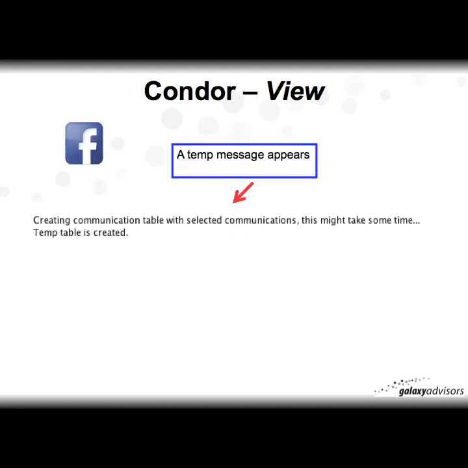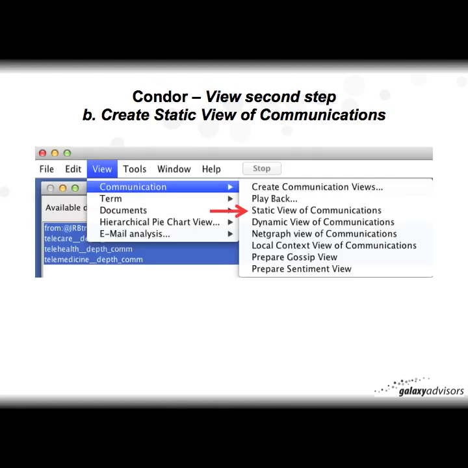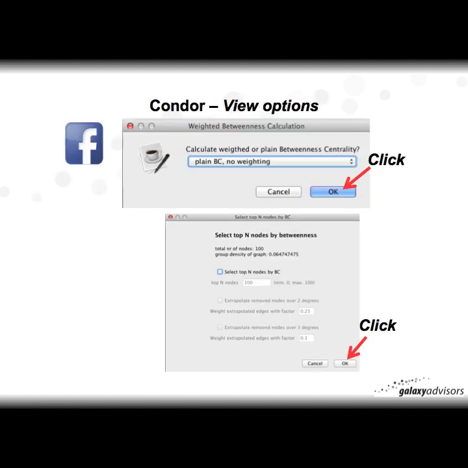A temporary message will appear in the Condor window about creating a communication table. Then we're going to do the second step, view communication, and I'm going to click static view of communication. Two windows will open to give you about waiting options. I'll just accept the default of plain betweenness centrality, no waiting. And then it's going to say if you want to select the top nodes by betweenness.